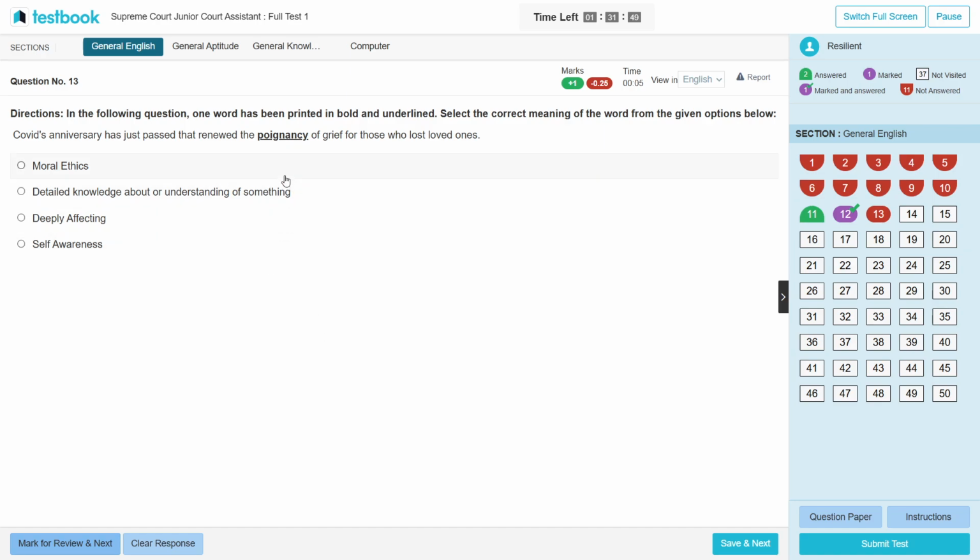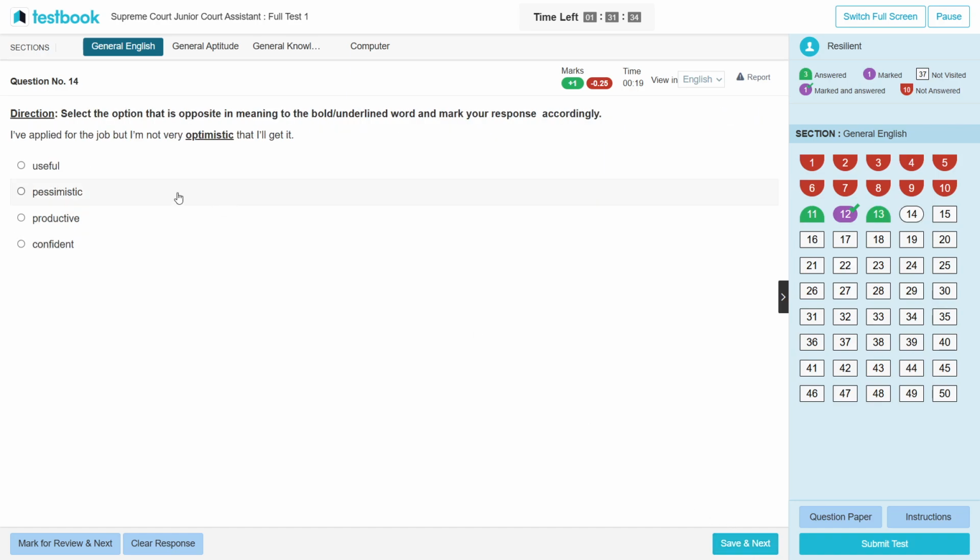Poignancy. COVID's anniversary has just passed and renewed the poignancy of grief for those who lost someone. Poignancy: deeply affecting. I have applied for the job, but I am not very optimistic. Select the opposite: pessimistic.